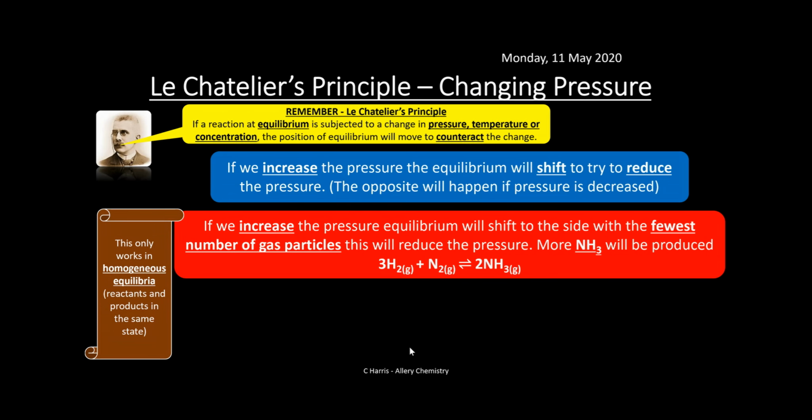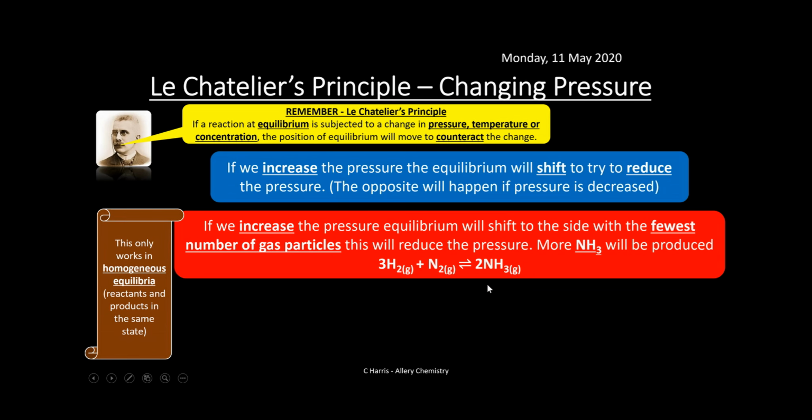If we increase the pressure, equilibrium will shift to the side with the fewest number of gas particles, and this will reduce the pressure. In this example here, more ammonia is going to be produced. Let's break that down. If we increase the pressure, equilibrium will shift to the side with the fewest number of gas moles. The fewest number of gas moles is on the right. We've got 2 moles of gas here, and 4 moles of gas on the left. So if we increase the pressure, it's going to shift to the side with the fewest moles to decrease the pressure. So that means it'll shift to the right.